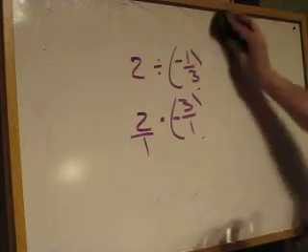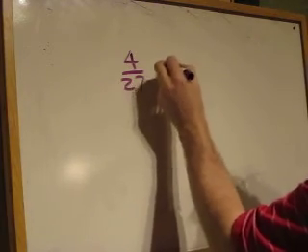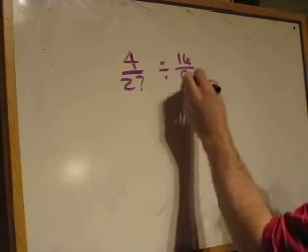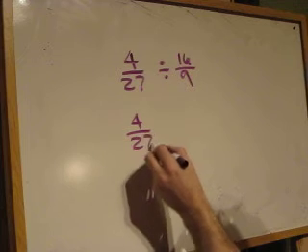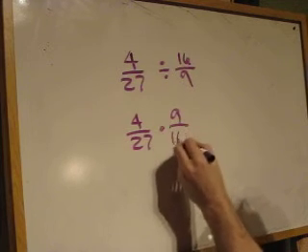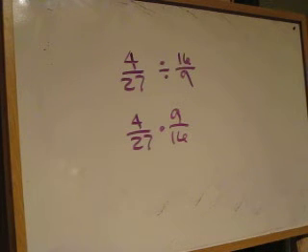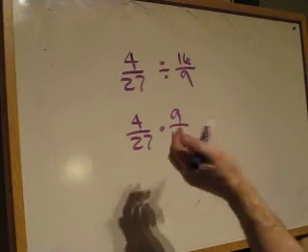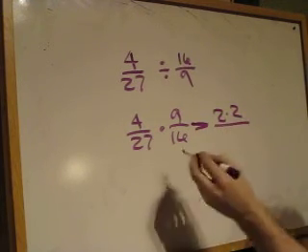Alright, so let's continue on. A few more examples. Make sure you get this down. 4 over 27 divided by 16 over 9. Okay, what I'm going to do, I'm going to flip it over again, times 9 over 16. And remember, it's going to be a lot easier to find the prime factors now than it is later, because I have to multiply 27 times 16.